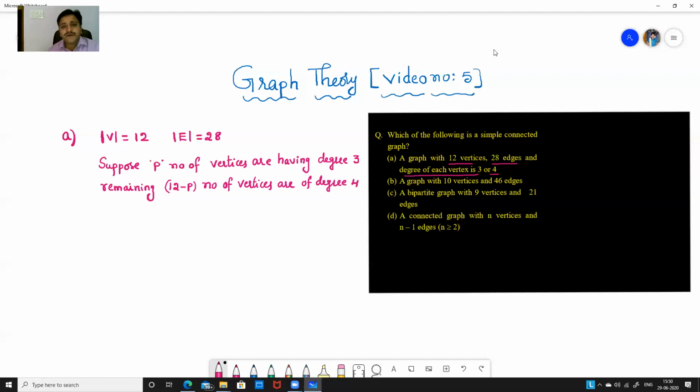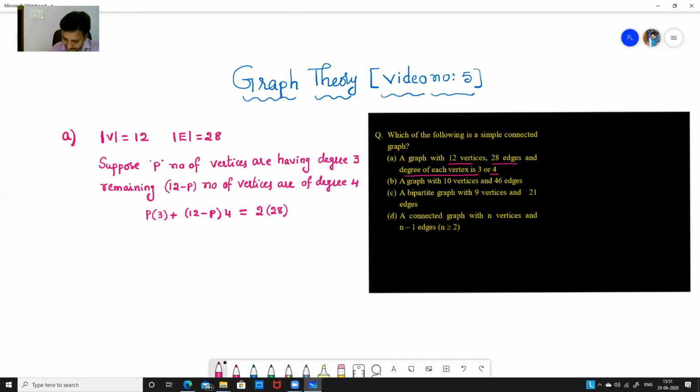Now we can take help of the sum of degrees of vertices theorem. According to it, the sum of degrees of all vertices must be equal to 2 times the number of edges. Therefore, P vertices of degree 3 gives P into 3, plus 12 minus P vertices of degree 4, is equal to 2 times the number of edges. The number of edges here is 28. This is called the sum of degrees of vertices theorem.